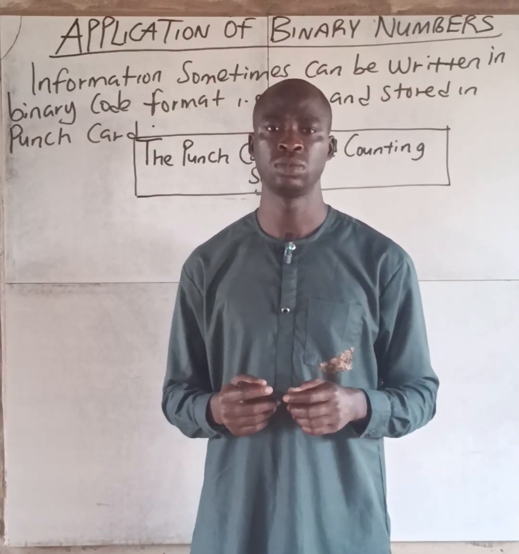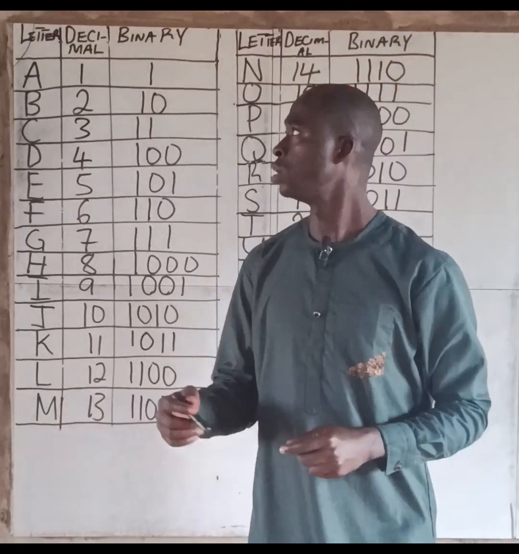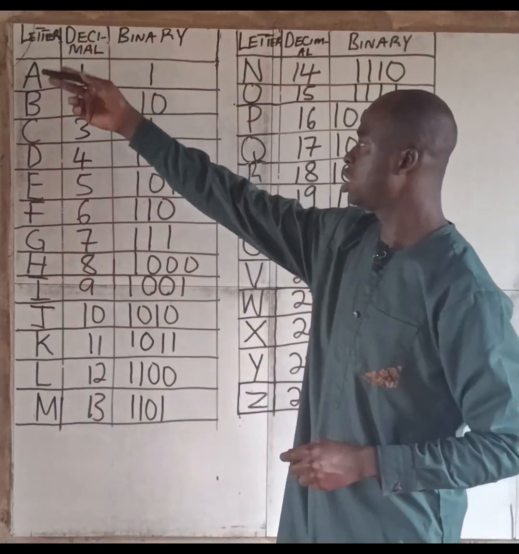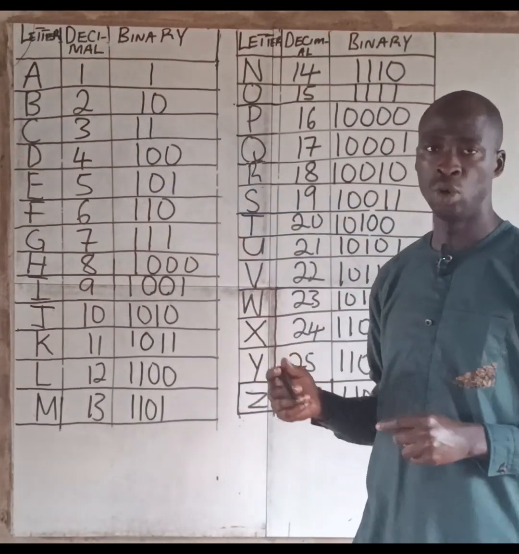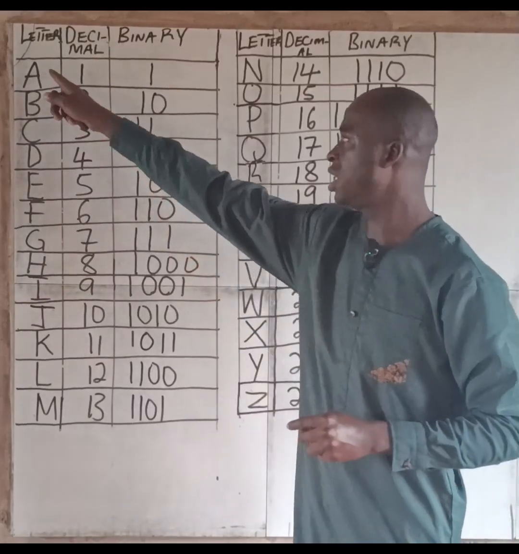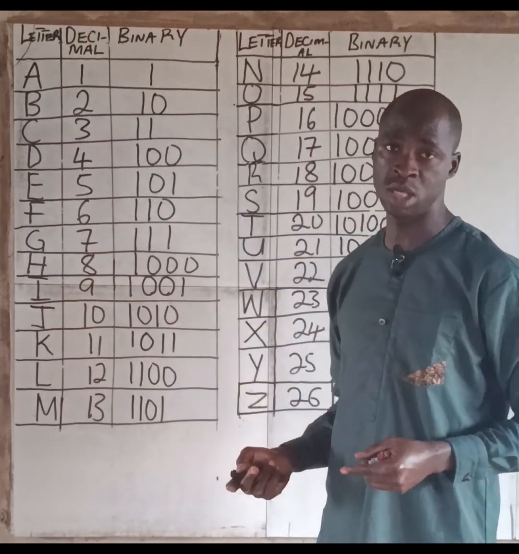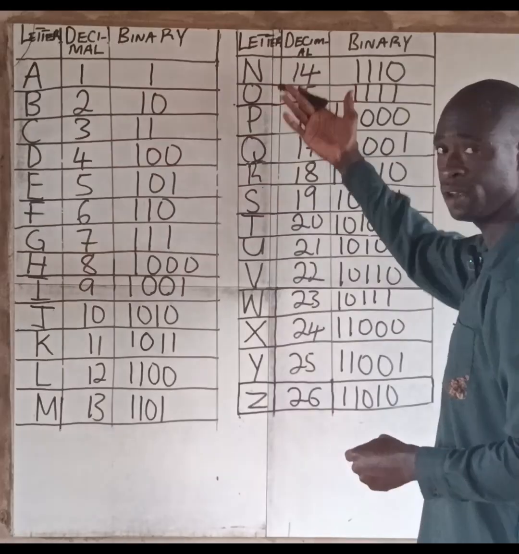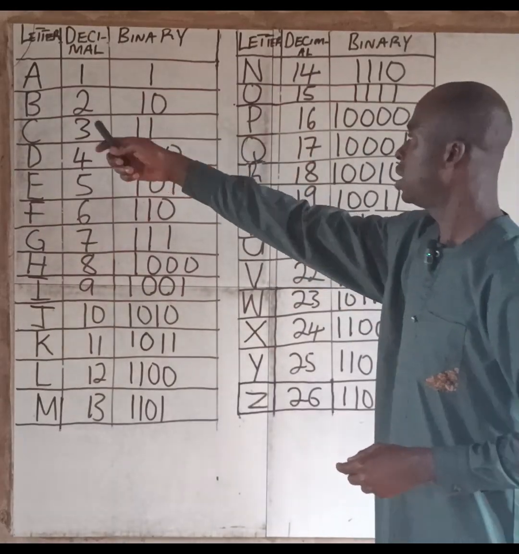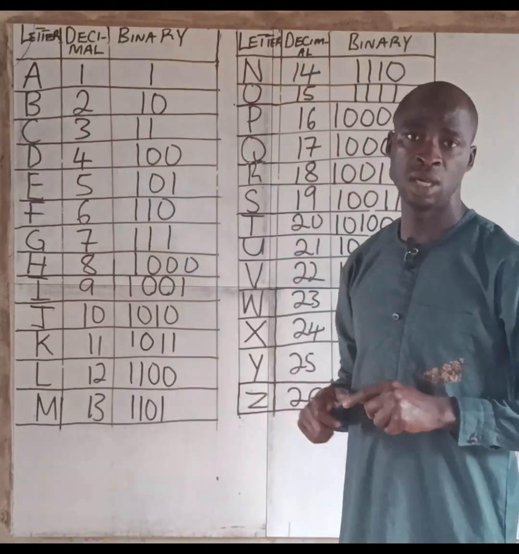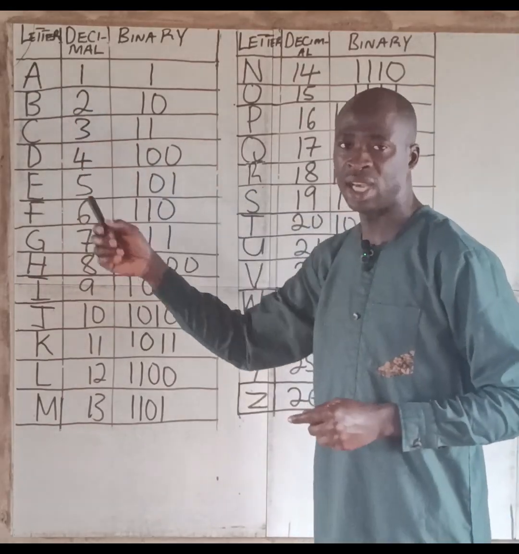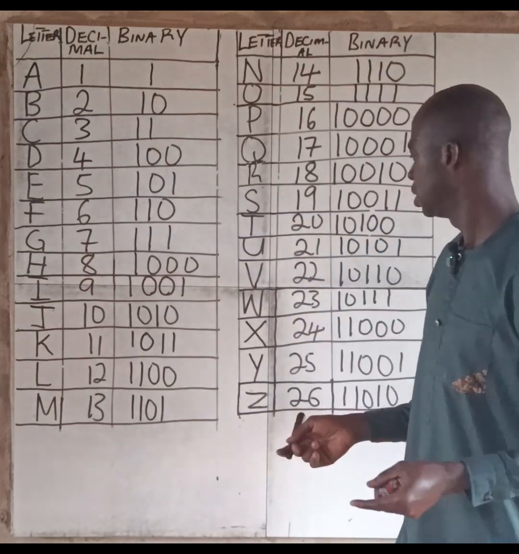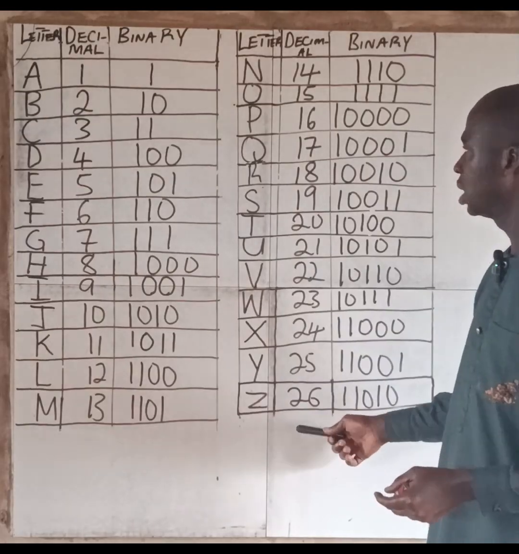All right, now, right here, you can see we are having letter, we are having decimal, we are having binary. You know, from the alphabet A to Z is 26. So you can see right here for yourself, A represents the first letter in our alphabet, B represents the second letter, which you are all familiar with, then Z represents the 26th letter.